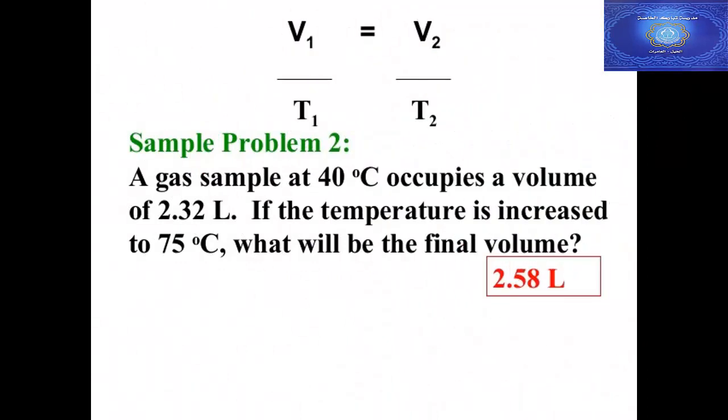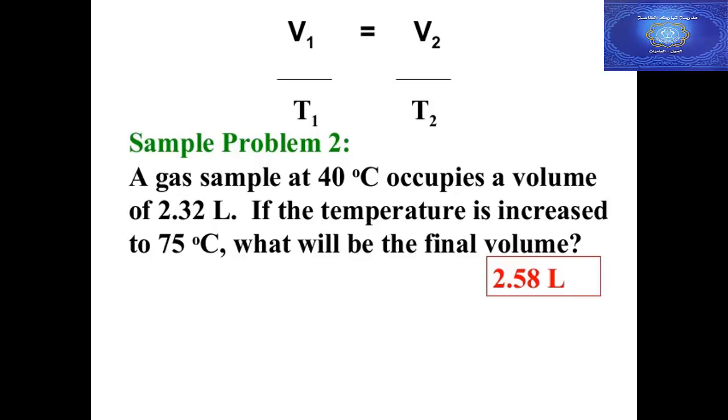We will solve these questions related to Charles' law. A gas sample at 40 degrees Celsius occupies a volume of 2.32 liters. If the temperature is increased to 75 degrees Celsius, what will be the final volume? We have the first temperature and first volume, and the second temperature, and we want to get the final volume, or second volume. In this case, what will we do?